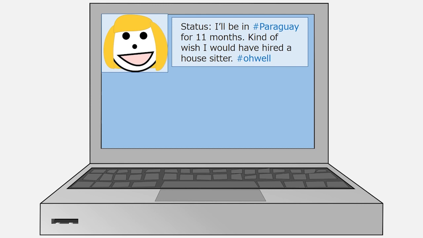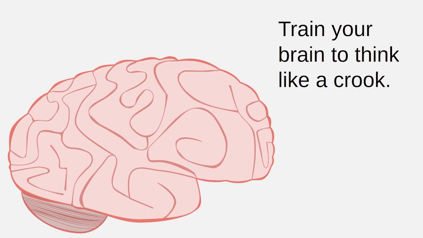So if you use social media, you're obviously not going to withhold absolutely everything about yourself. But you should train your brain to think like a crook. Before you post information on social media, consider how that information could be used against you.